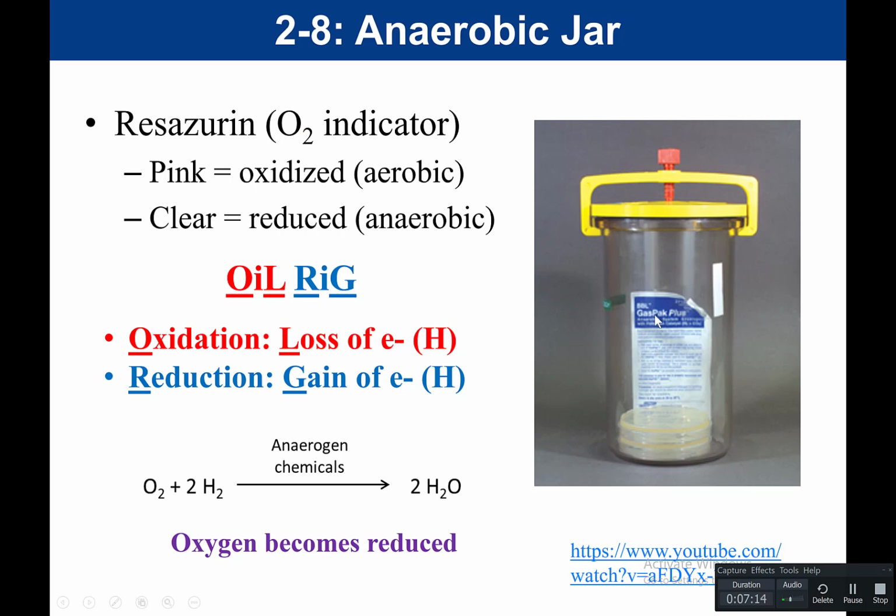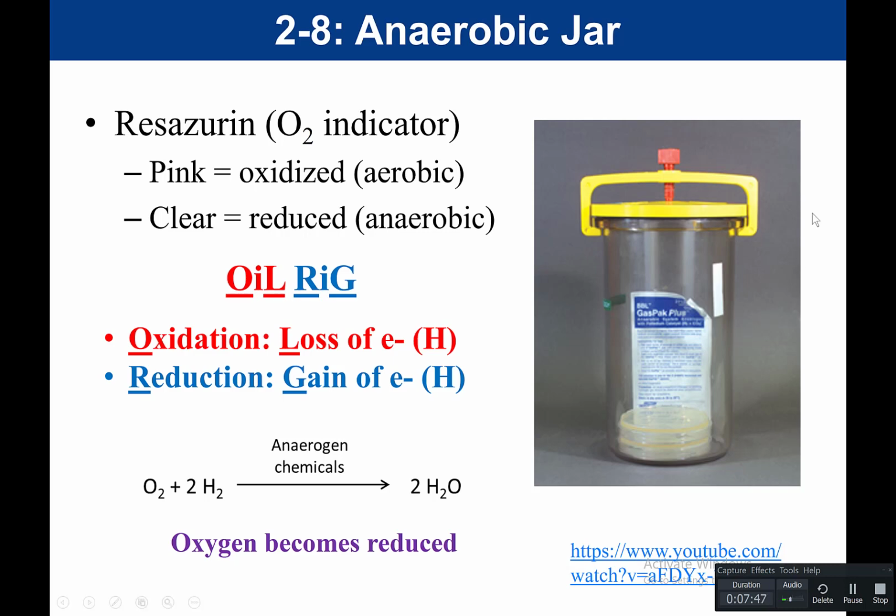However, once I put my anaerogen chemicals in there with my plates and then I seal it, if in fact this chamber becomes anaerobic, meaning if my anaerogen chemicals work and they reduce the O2 to water, what's going to happen is that the resazurin strip is going to go from pink, meaning O2 is present, to colorless. And so when we set up our anaerobic jar, we're going to notice that the resazurin is pink to start with.